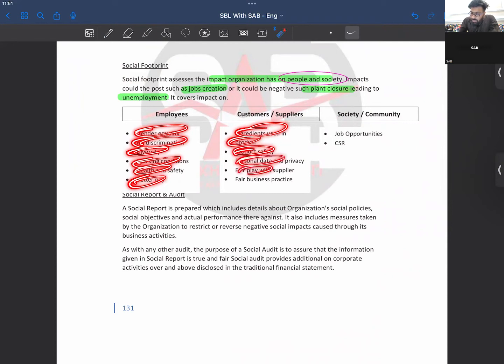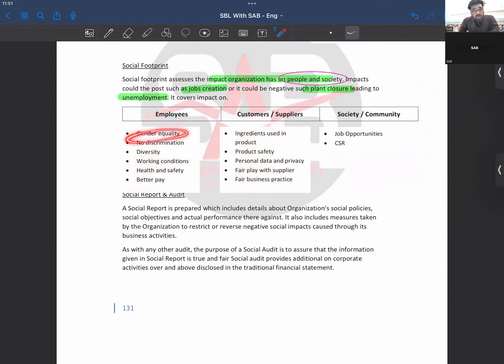You could just look into it, right? Employee footprint means gender equality. Organizations do gender equality, no discrimination, diversity, working conditions, health and safety, better pay. Customer and suppliers mean ingredients used in the product, right? That's your social footprint. Product safety, personal data and privacy. Fair play with suppliers, fair business practices, job opportunities, CSR, right?